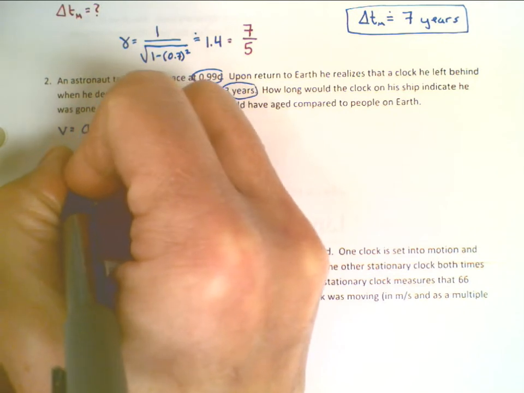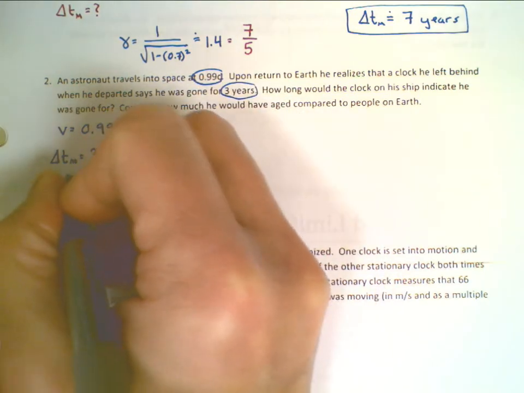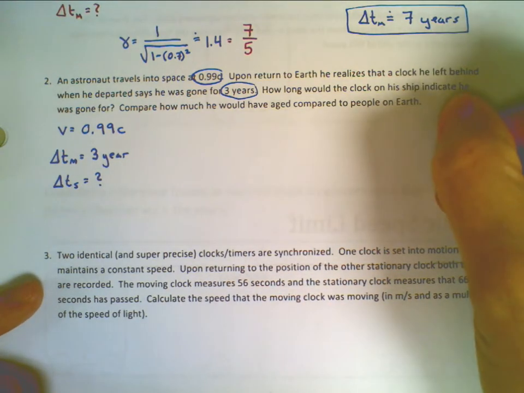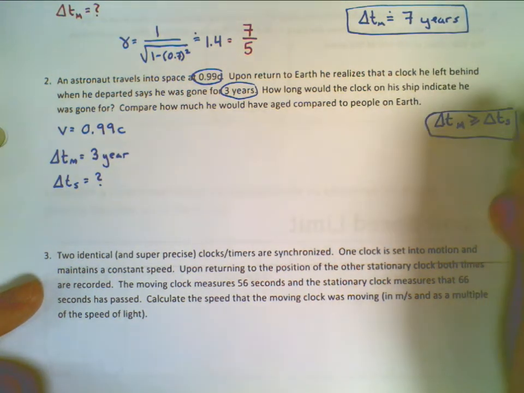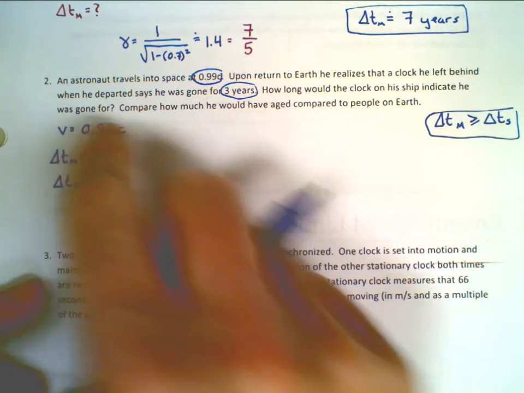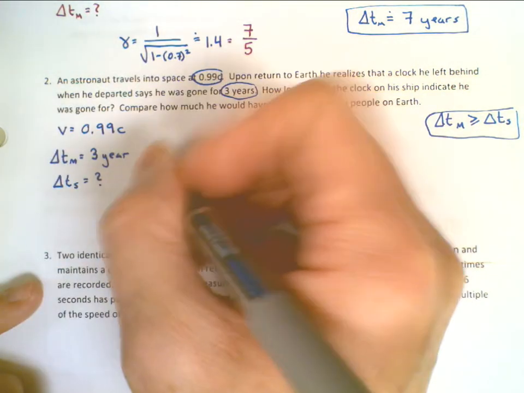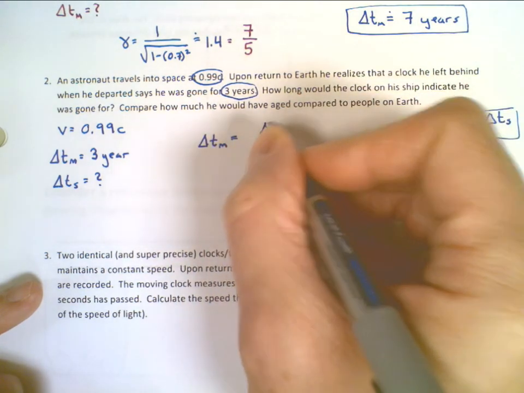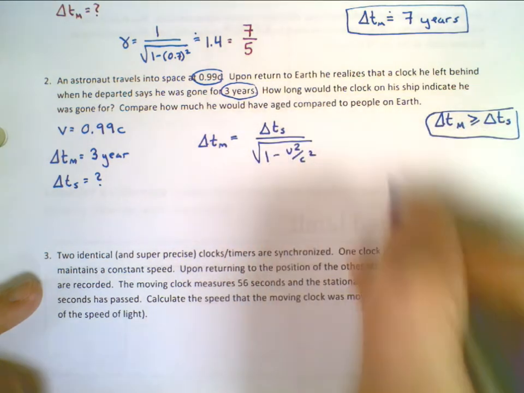So that's going to measure a longer dilated time. So we know that the time he was on the ship for him was going to be less, because remember that delta Tm is always going to be greater than or equal to delta Ts. We know that. How long would the clock on his ship indicate he was gone for? Okay, so in this case, we've got delta Tm equals delta Ts divided by the square root of 1 minus v squared over c squared.